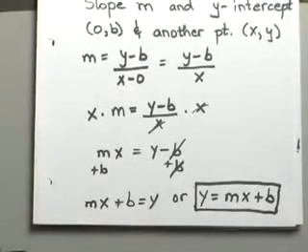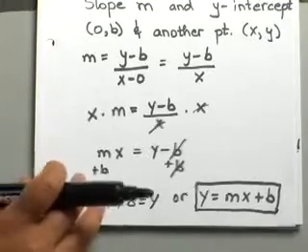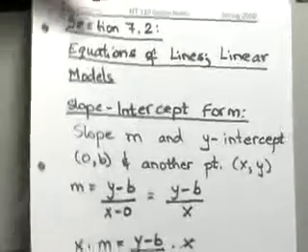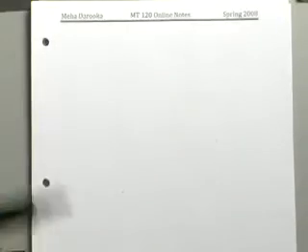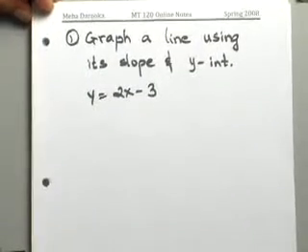So you can see all you needed were 2 points, one of them being the y-intercept, and a slope, to come up with this form. Now, let's look at an example here. In this case, we are going to use the slope of a line and the y-intercept to graph it.